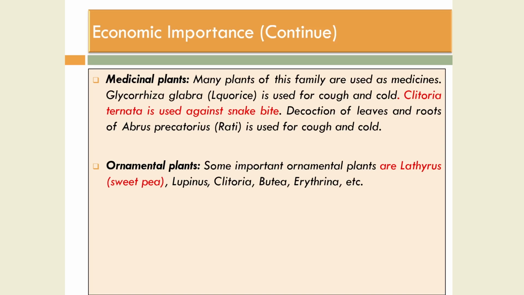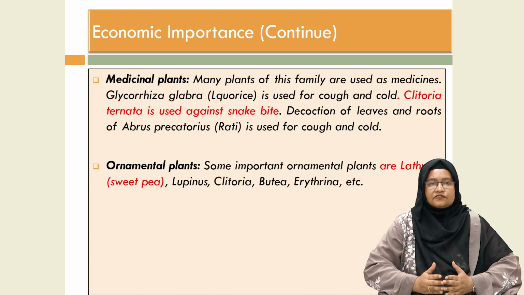You can see it has very high economic value, and we are all consuming this family in our day-to-day life. So this is a very important one. You can easily identify it by the presence of diadelphous stamens and the shape of the corolla, that is papilionaceous. So that's all for today's session.